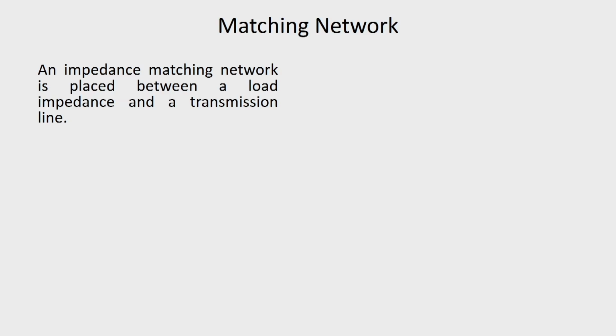So, we start our discussion on matching networks, first a general discussion. So, what is a matching network? An impedance matching network is a circuit which is placed between a load impedance and a transmission line.